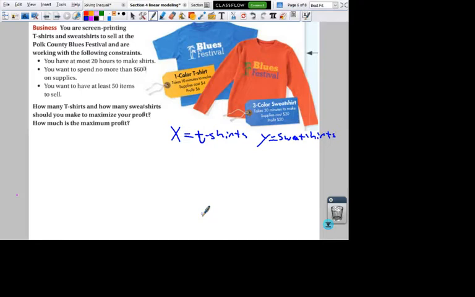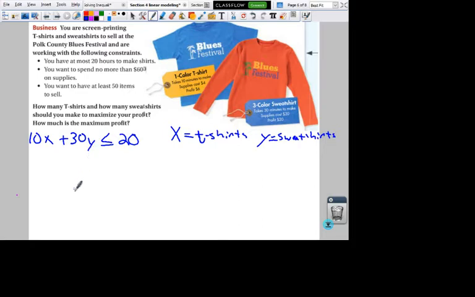So we're gonna make all X's T-shirts and all Y's sweatshirts. It says you have at most 20 hours to make shirts, right? So however much time it takes, it's got to be less than or equal to 20. How much time does it take to make a T-shirt? 10 minutes. So 10 minutes times the number of T-shirts plus how many minutes to make a sweatshirt? 30 minutes times the number of sweatshirts.